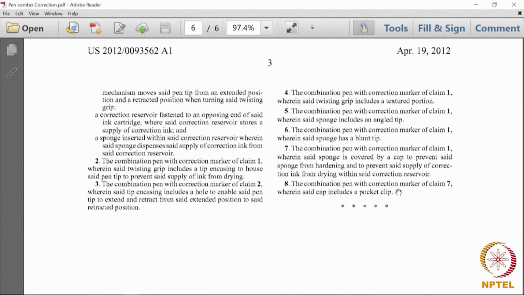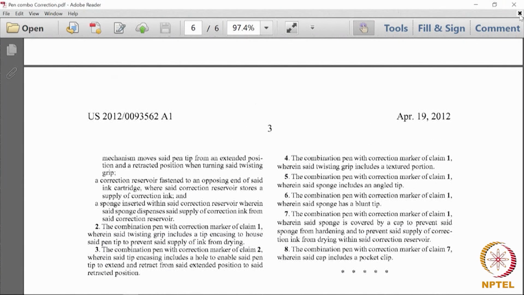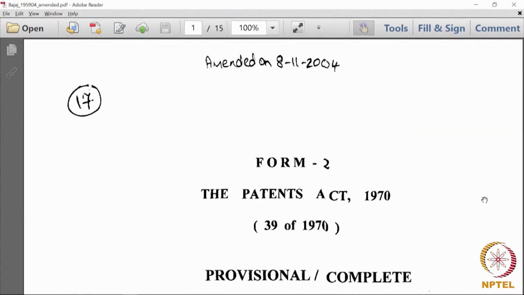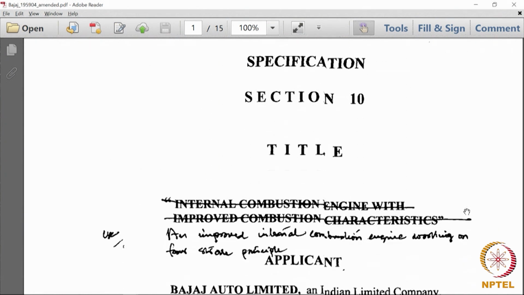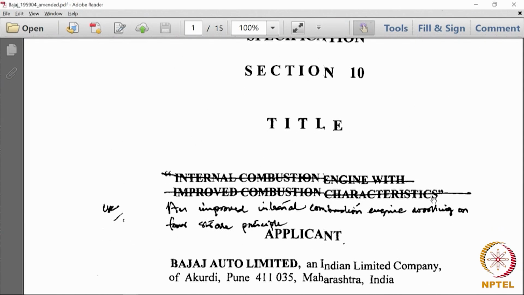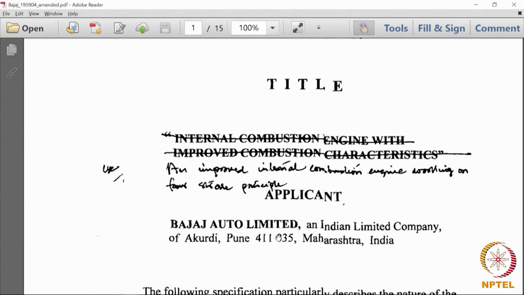Now, that was a US application, and you saw the structure of the US application. Now let us look at an Indian application. This is how Form 2 looks. This is an application which was amended on a particular date. In Form 2, there is provisional / complete, depending on which you use, you will strike off the other. And there is a title; the title was amended, so you can see that it was struck off and written back again, and the applicant's name is here.